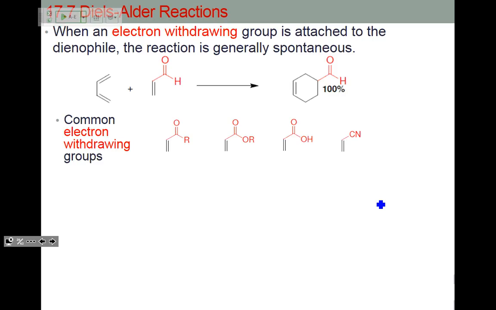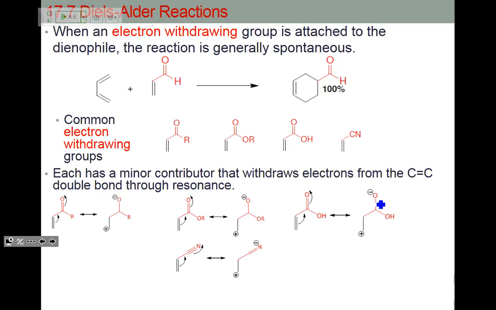So here's some examples of electron withdrawing groups on our dienophiles. These are groups that have a carbon separating an electronegative atom. Because electronegative atoms will pull electron density away from our double bond and therefore make it more reactive. Also, all of these have resonance structures that give us a positive charge on one of the carbons. That makes that carbon very electrophilic. So that increases the ability of the diene to attack one of the carbons to form that first sigma bond.